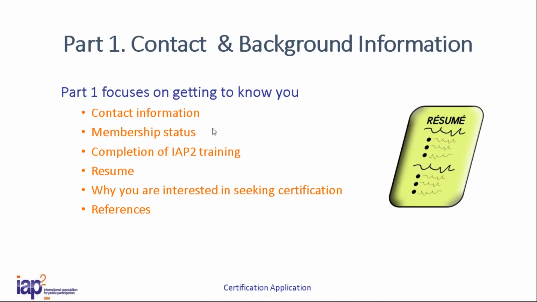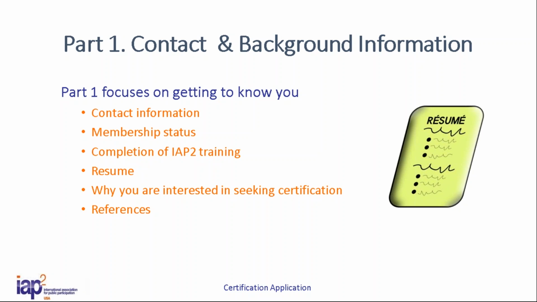So the next slide talks about what's in part 1, which is the contact and background information. We want to know your status of being an IAP2 member. Only IAP2 members are eligible to get certified. We want to see evidence that you took the IAP2 training, so there's a question about when and where you took the training and who was the trainer. We will ask for a resume, and this is just so we can consult with it and get a bigger picture on what all you've accomplished over the course of your work to date. There is a question about why you're seeking certification, and this is really just to help us understand who's seeking it and why.